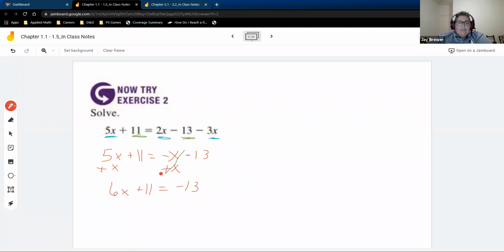So what I just did there is I took the negative x and I moved it to the other side. In order to do that, I have to add x to both sides. And now what I'm going to do is I'm going to get rid of the 11. So to do that, I have to subtract it on both sides.